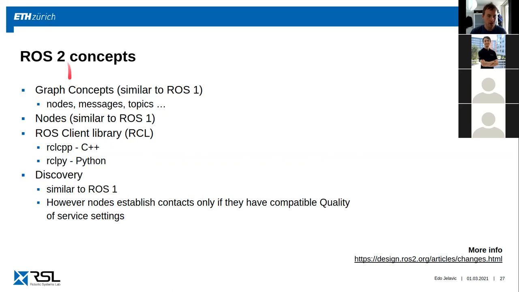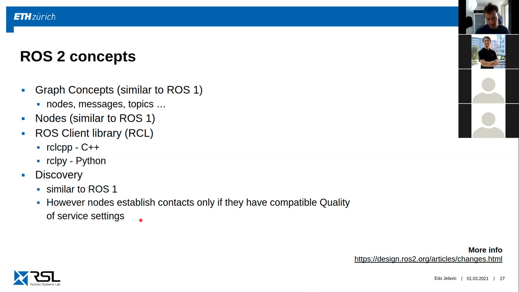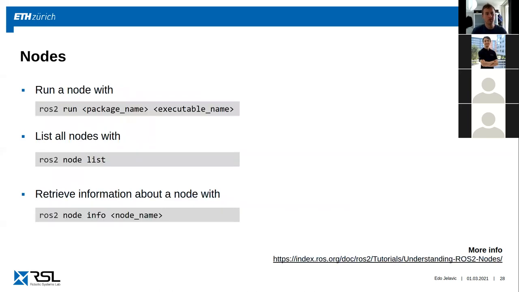One difference in ROS2 is that nodes will only establish connections if they have compatible quality of service settings, which is just a parameter that you can define. It's like, what bandwidth do you expect from this message stream? And it is especially useful if you have to work with some lossy networks, like maybe underwater robotics or some teleoperation.